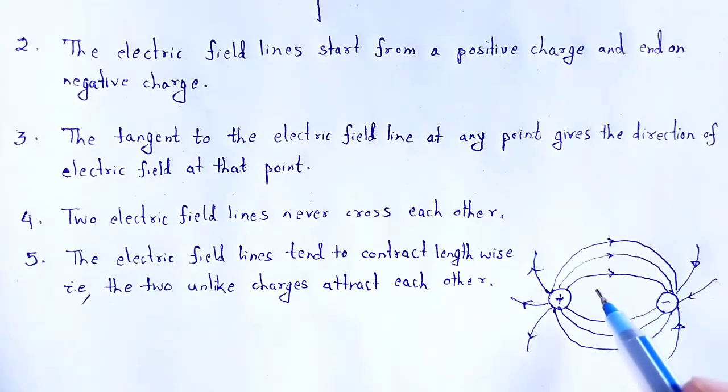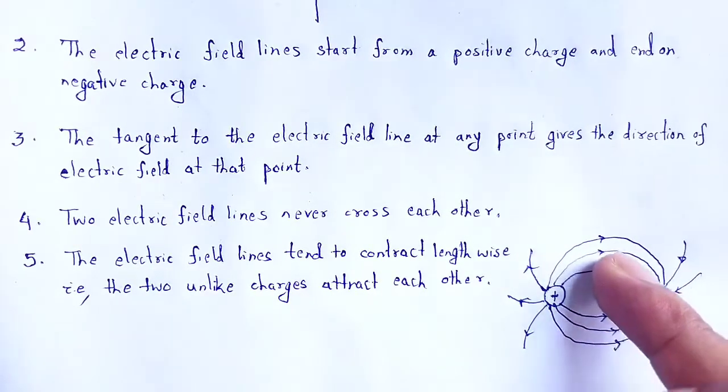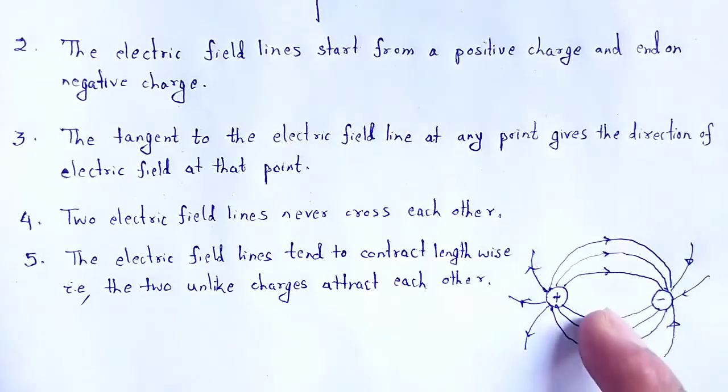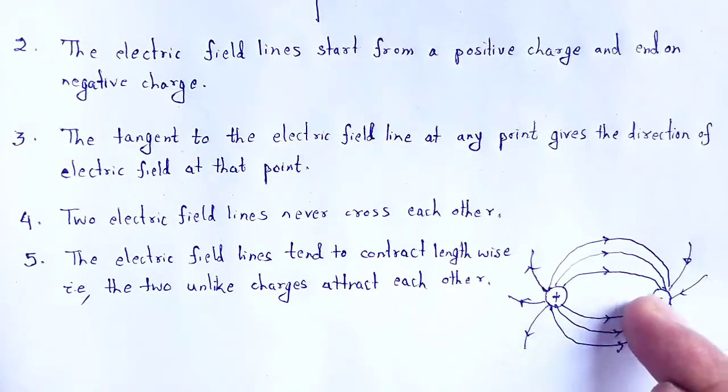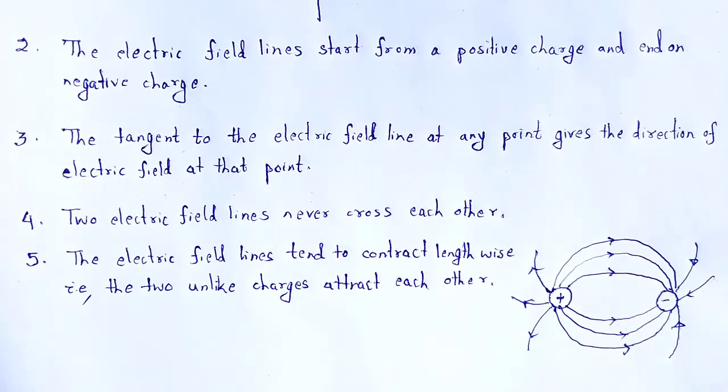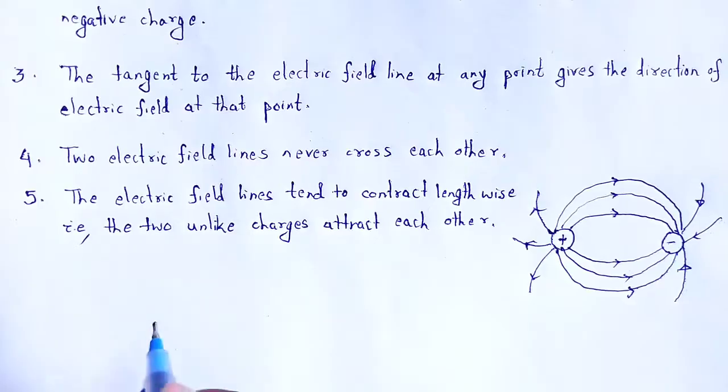Look at that figure. Here the electric field lines tend to contract lengthwise. That indicates the two unlike charges, or we can say the two opposite charges, attract each other.